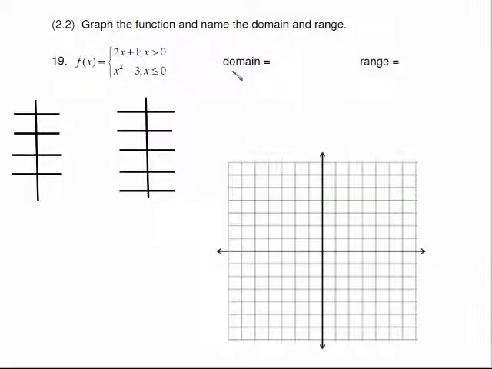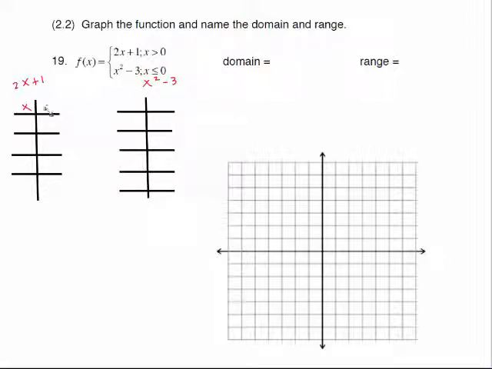All right, graph the function and name the domain and the range. This is a piecewise function. The piecewise function requires a bit of work here. We have two different functions. That's why I have drawn two different t-charts here. So this is the 2x plus 1, and this is the chart for x squared minus 3.